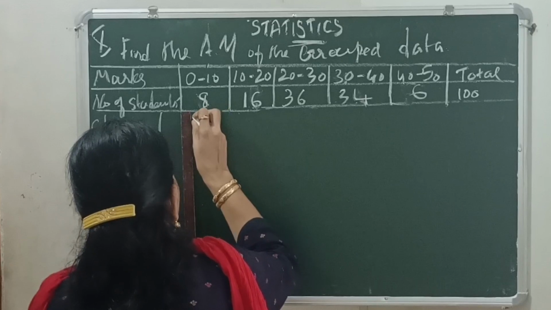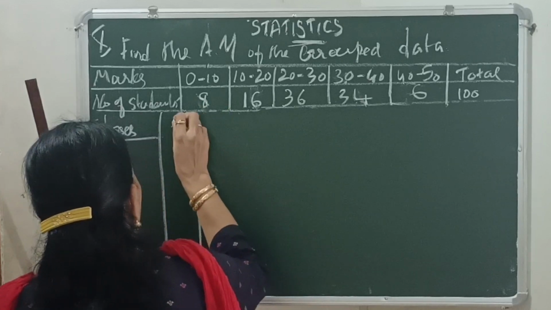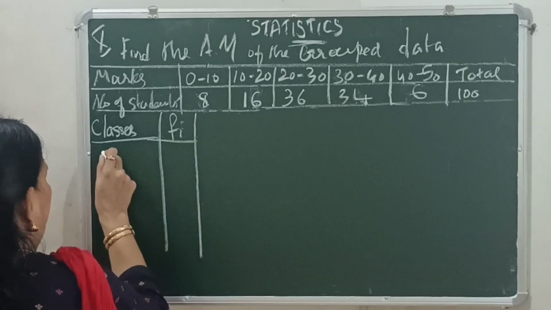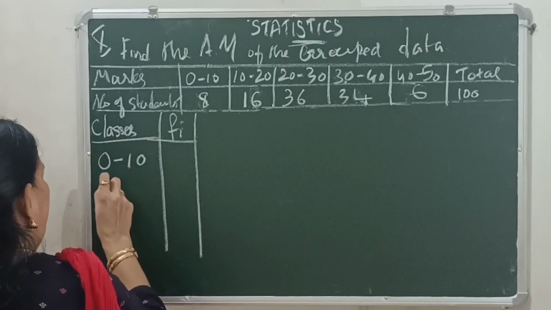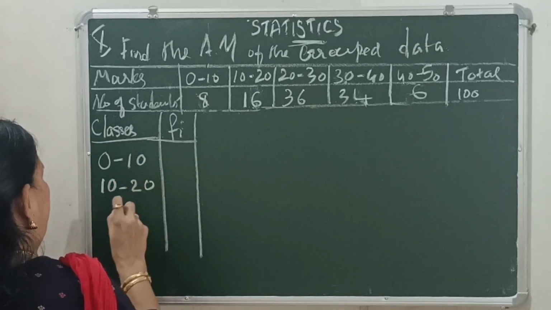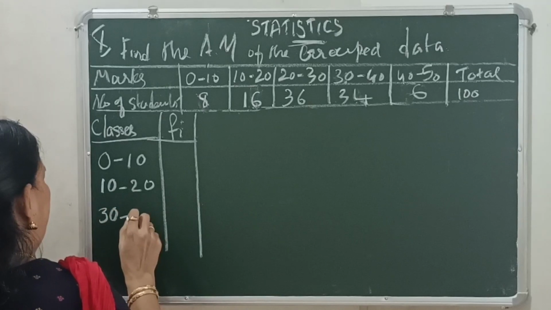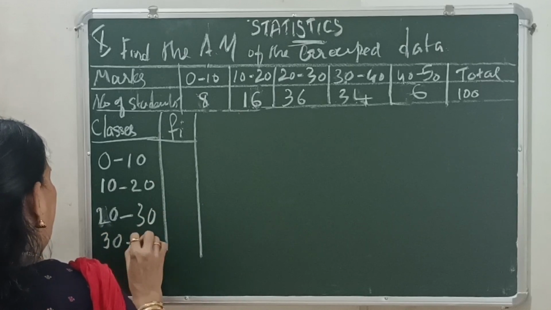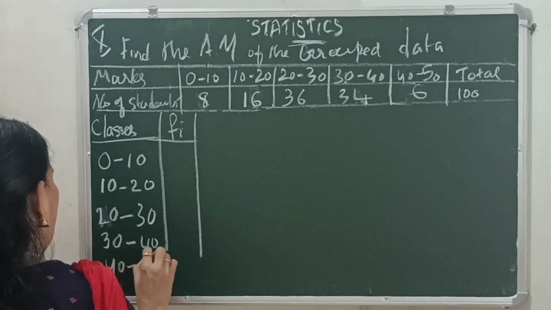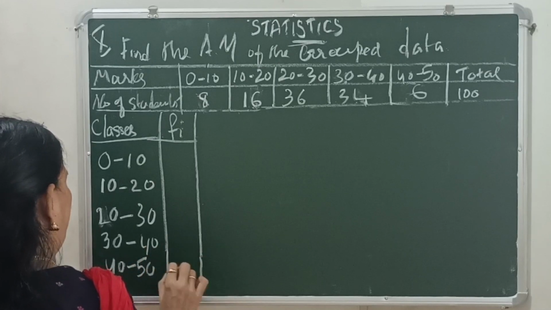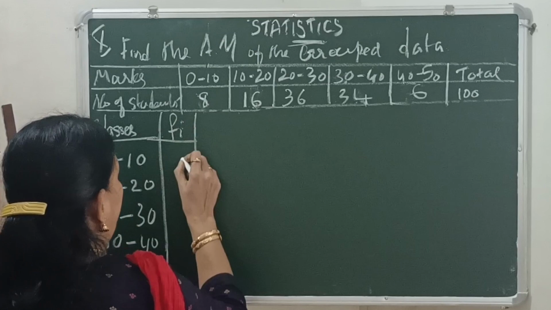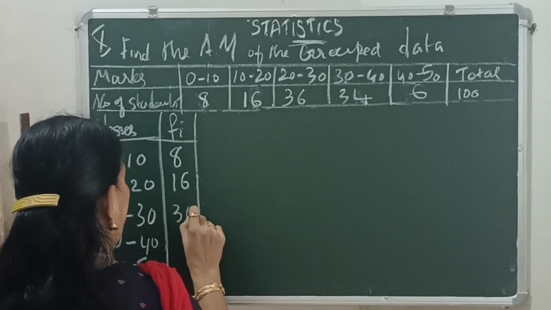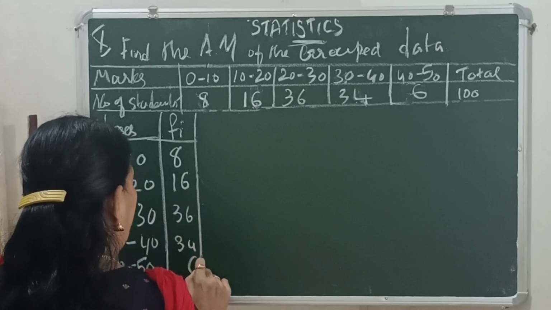Then number of students as frequencies fi. Classes are 0 to 10, 10 to 20, 20 to 30, 30 to 40, 40 to 50. Then number of students: 8, 16, 36, 34 and 6.